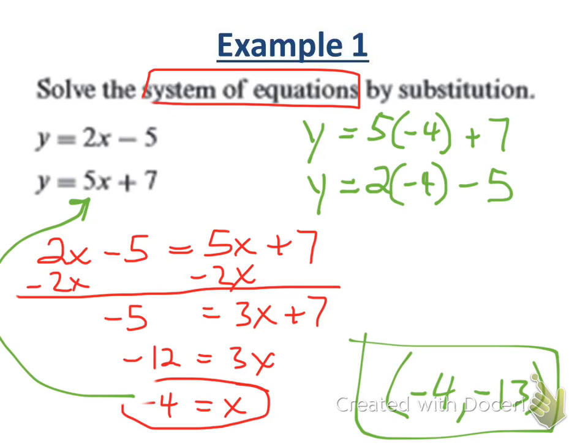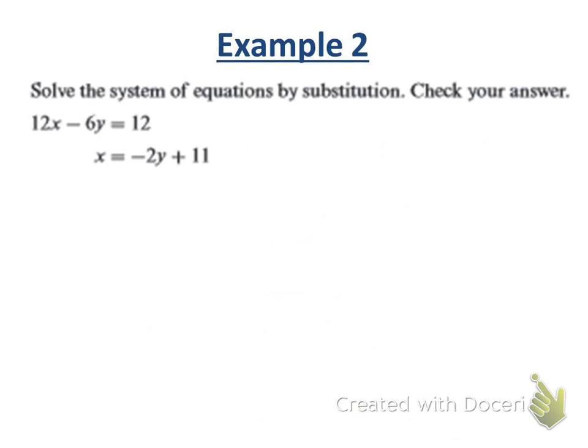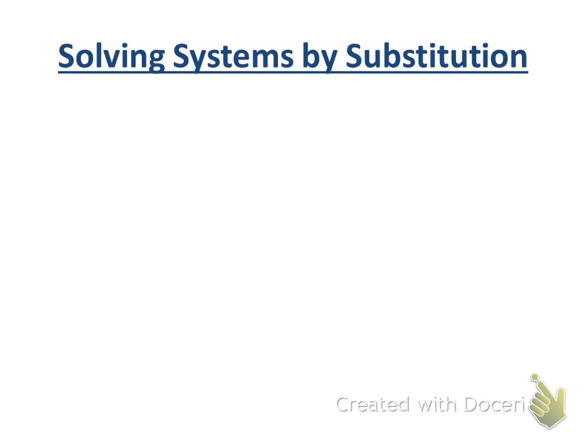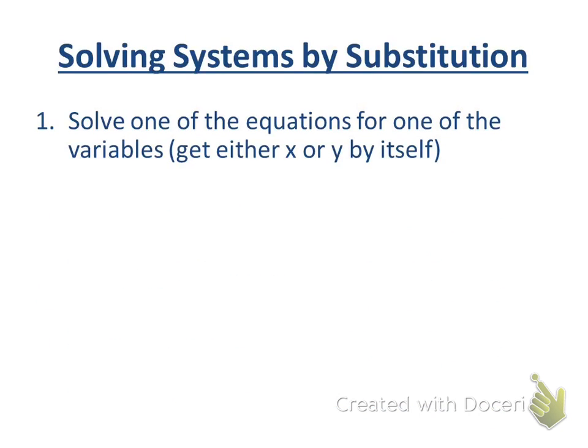Now, there are some steps that we can look at for substitution. Solving systems by substitution, let's cover this before I go back and look at that next example. You first want to make sure that one of the equations is solved for one of the variables. That means get either x or y by itself. In the previous example, it was already that way for us. Both equations were solved for y, so I was ready to substitute into the other equation.